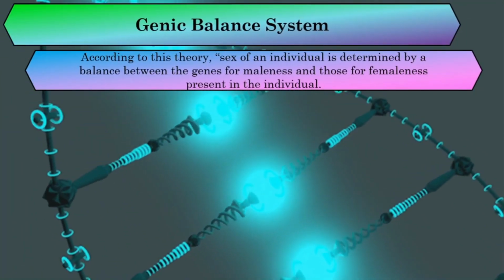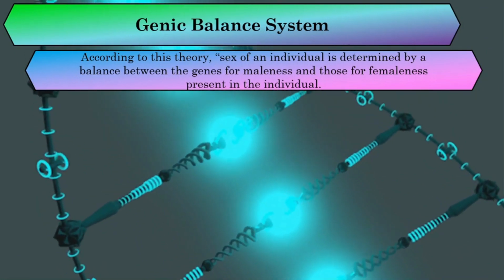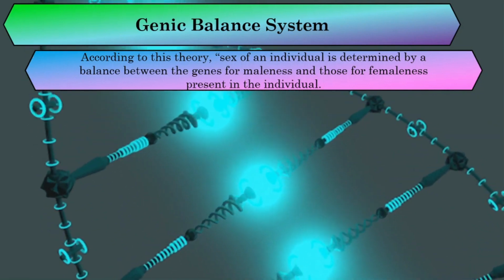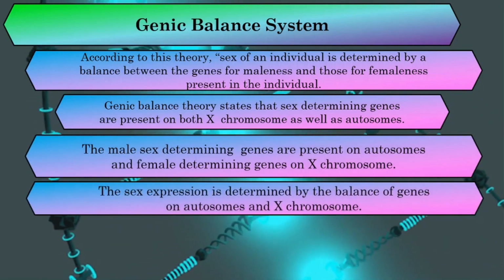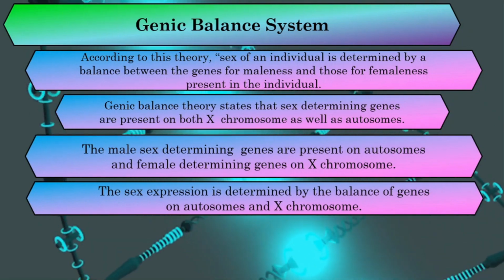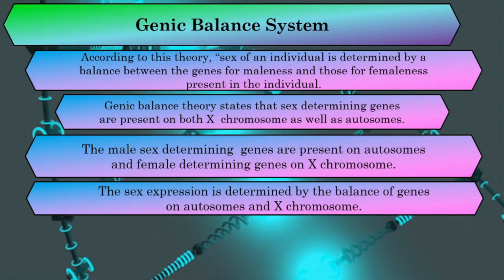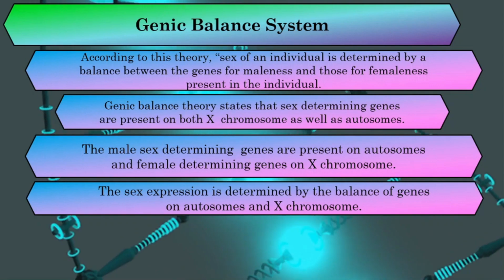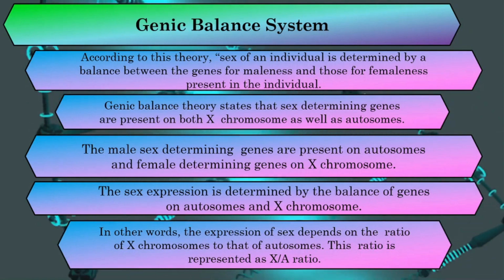Okay, the third type of chromosomal sex determination is the genic balance system. According to this theory, the sex of an individual is determined by a balance between the genes for maleness and those for femaleness present in an individual. Genic balance theory states that sex-determining genes are present on both sex chromosomes as well as on autosomes. The male sex-determining genes are present on autosomes and the female-determining genes are present on X chromosomes. The sex expression is determined by the balance of genes on autosomes and X chromosomes. In other words, the expression of sex depends on the ratio of X chromosomes to that of autosomes. This ratio is represented as the X over A ratio, where X means the X chromosomes and A means autosomes.